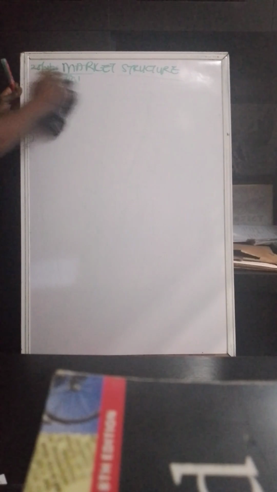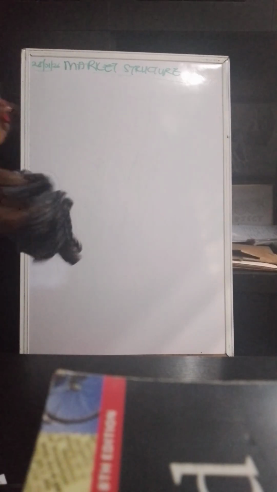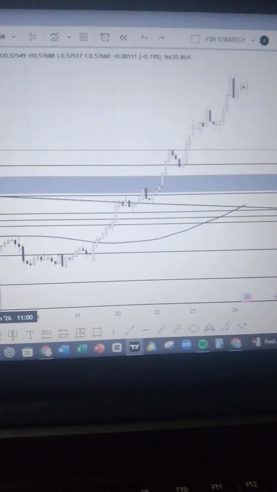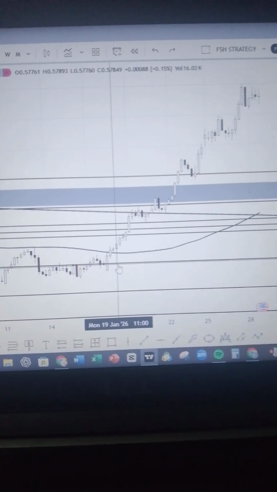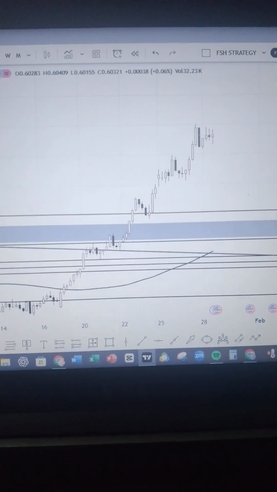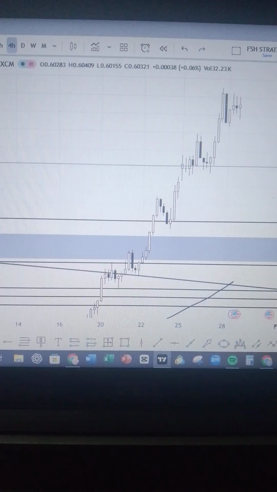Let's go on to a gold chart to see it in real price action. No, an NZD USD chart. So now let's go there. So now price is moving in an uptrend. So now price is the exact same thing I've been saying. Let me just look at this price action.